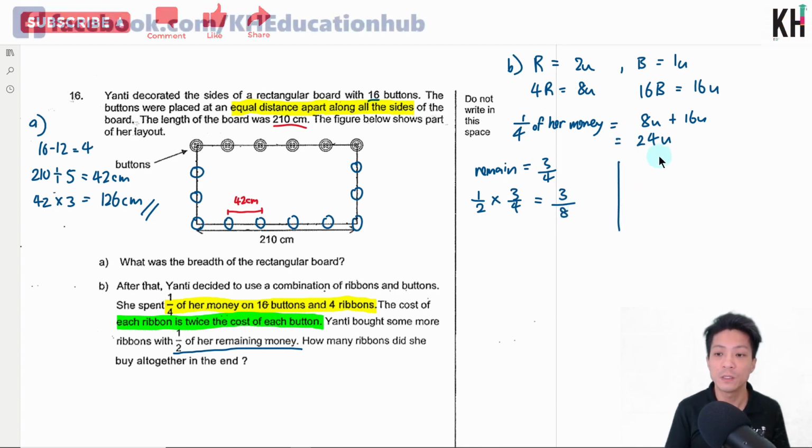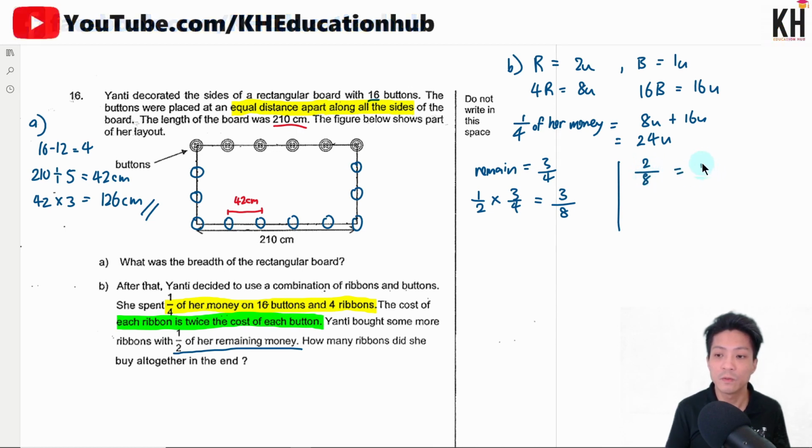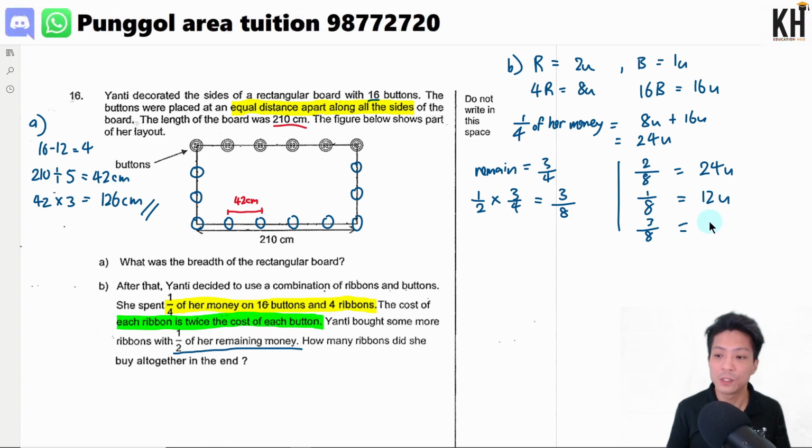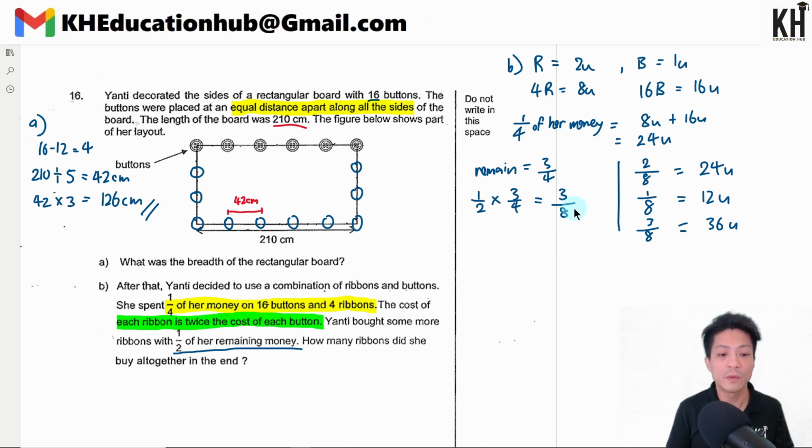Okay, so over here I know that a quarter is equal to 24 units, right? Quarter is the same as 2/8. Okay, 2/8 is equal to 24 units, so 1/8 is equal to 12 units. Okay, 3/8 is equal to 36 units, right? So which means that Yanti bought some more ribbons using 36 units.